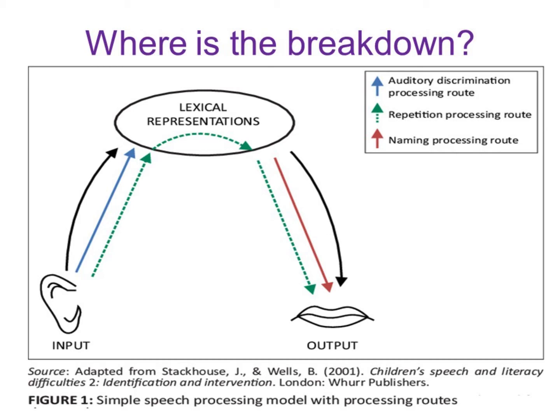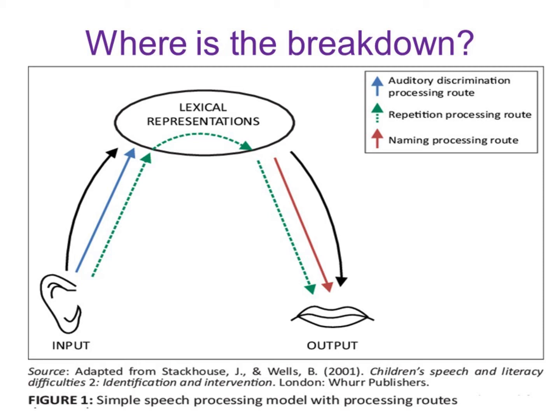So, at the input area, the child may have difficulty hearing or discriminating between sounds. For example, hearing the difference between a b and a p, or a s and a sh. Or they may have difficulty discriminating between real words such as sock and non-words such as vos.